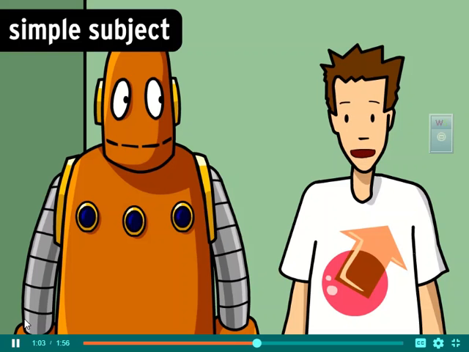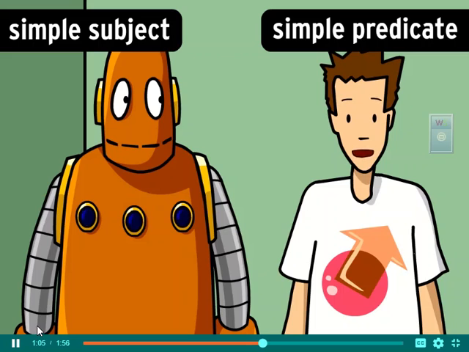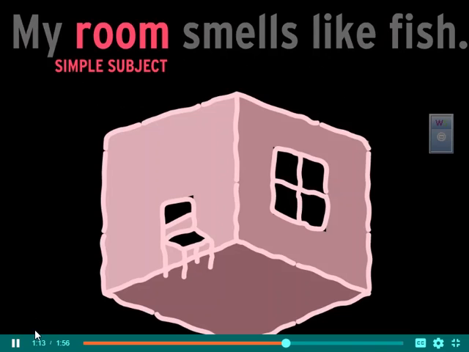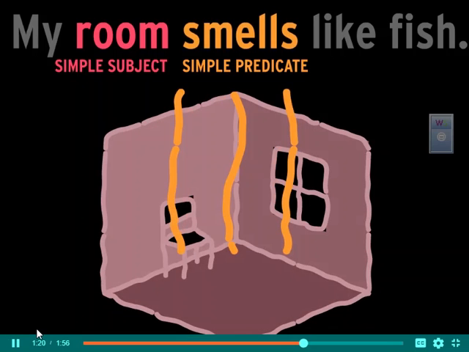Well, the simple subject and simple predicate are found in the subject and predicate, respectively. The simple subject is usually just a noun or a pronoun. In this case, it's room. Not my room, just room. Right? The simple predicate is the verb. In this sentence, our verb is smells.